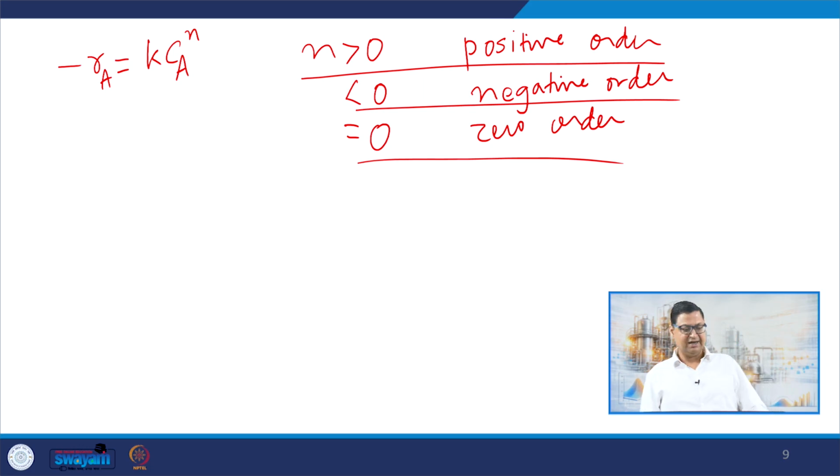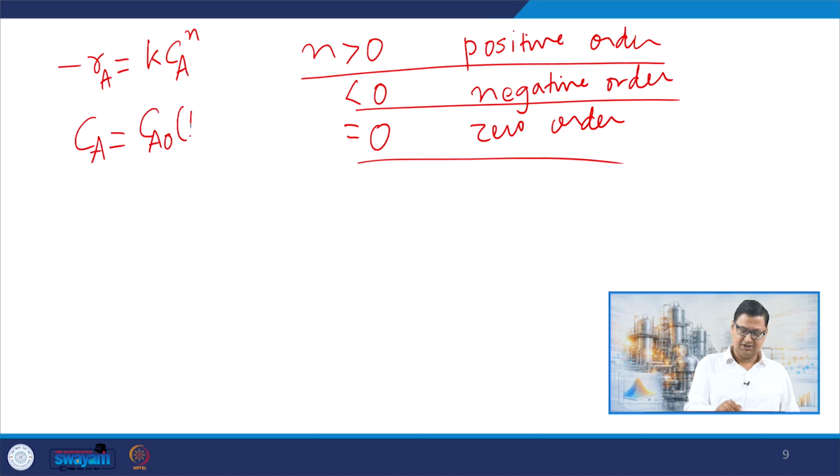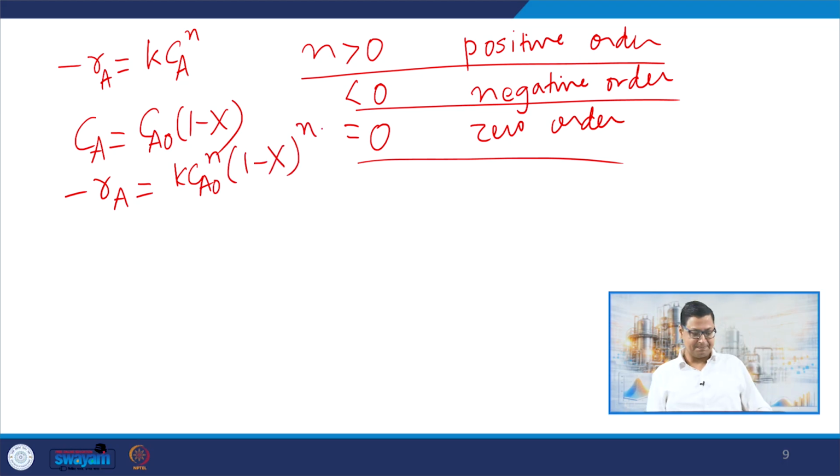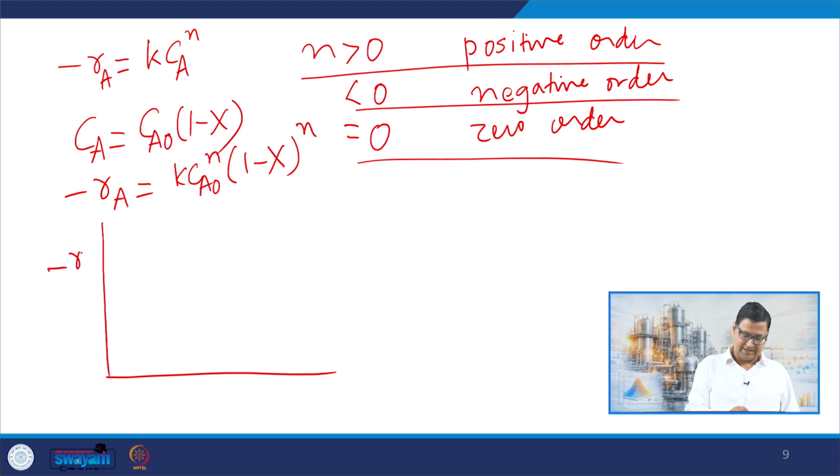So, now using the fact that my concentration Ca is Ca naught into 1 minus x, we can write minus Ra as k Ca naught to the power n times 1 minus x to the power n, right. And now if I plot my minus Ra versus x, what is typically going to happen is the rate is going to decrease as the conversion is increasing, right. The reason being that in the beginning you have high concentration of reactants, which will give you a higher rate as long as it is a positive order reaction.